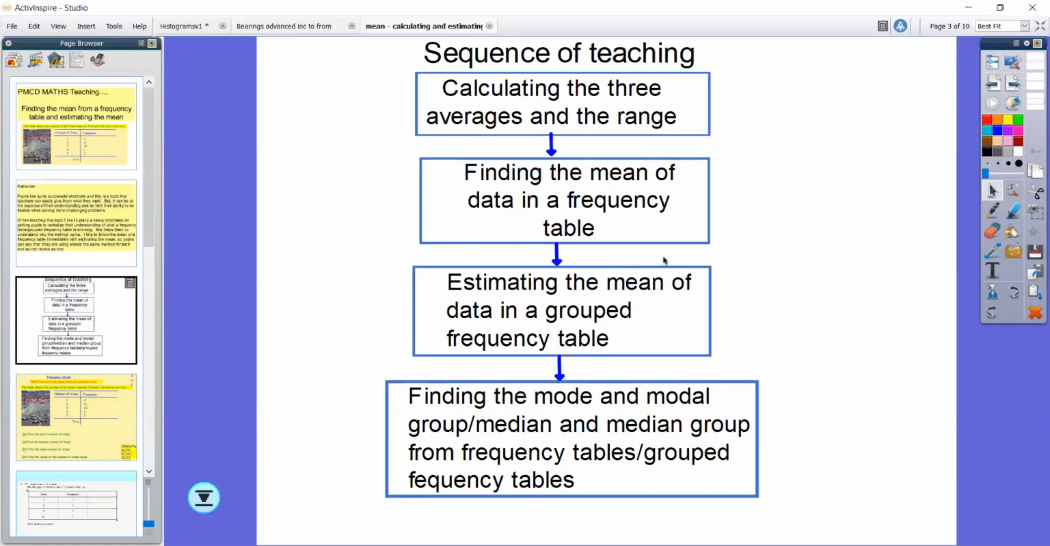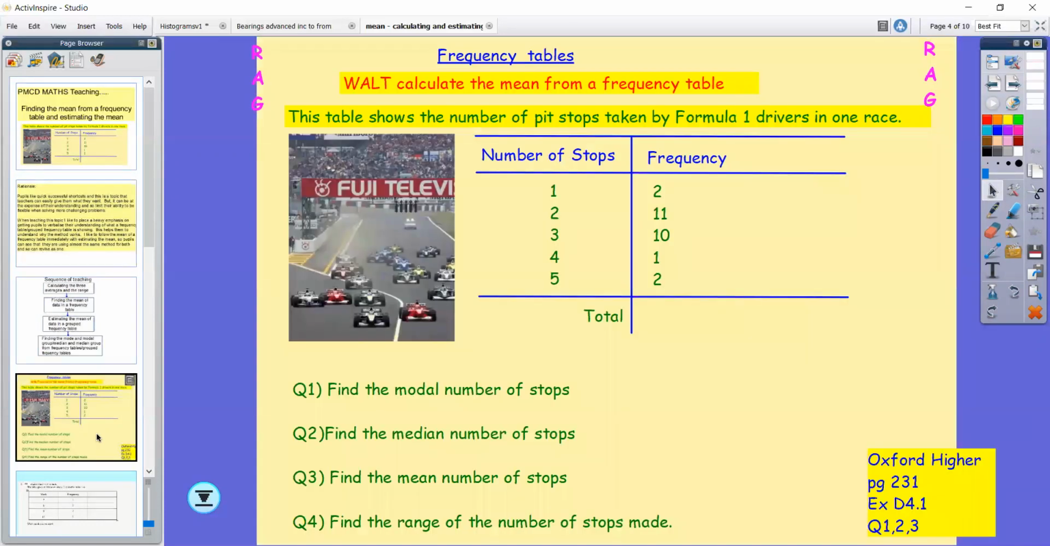Okay, so there are quite a few little subtleties here to go into, but we'll get started with a simpler one, which is to find the mean of the data in a frequency table. So this is one example. You can use your own here.